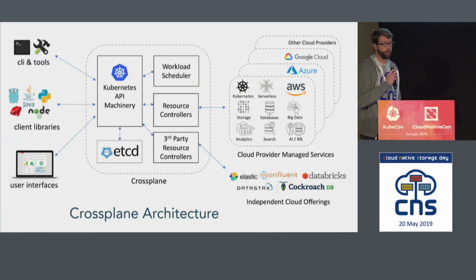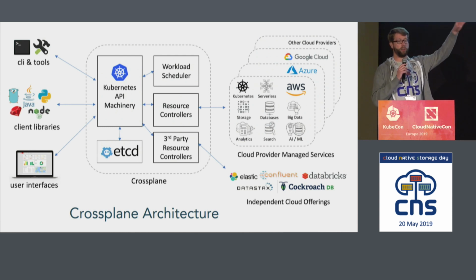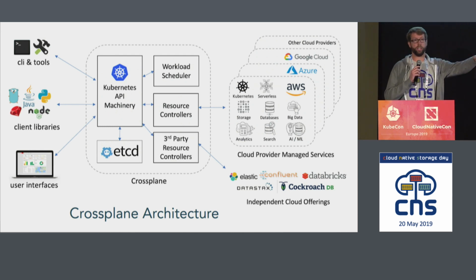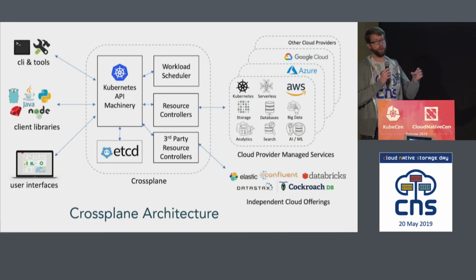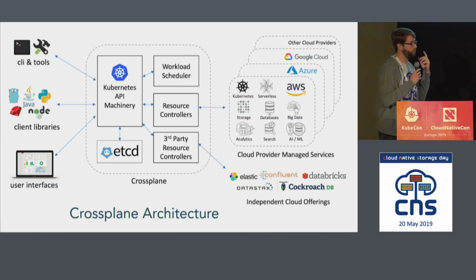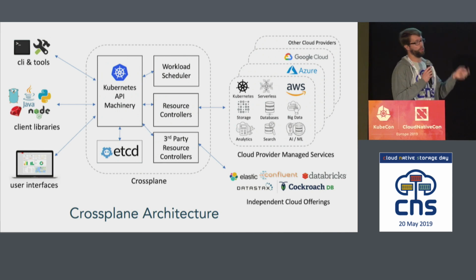There we go. So, a quick architecture diagram. The important part here is that on the left, we have all the various ways that you can talk to Kubernetes: there's client-go, there's a CLI, there's all these different dashboards, et cetera. In the middle, Crossplane is built on the Kubernetes architecture. We're reusing Kubernetes with the Kubernetes API, etcd, all that stuff.